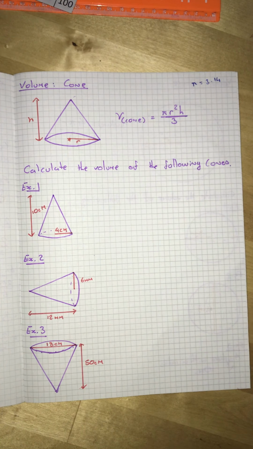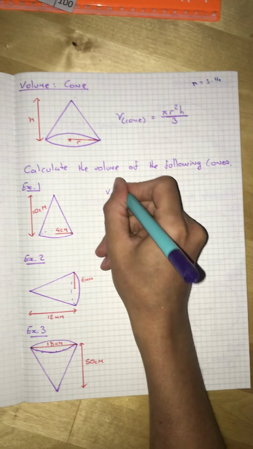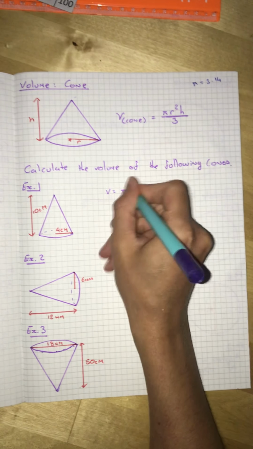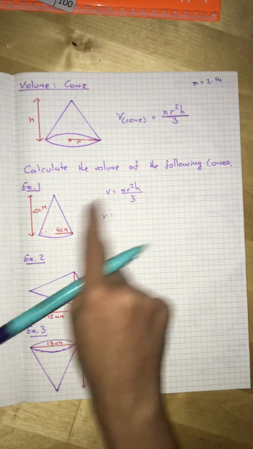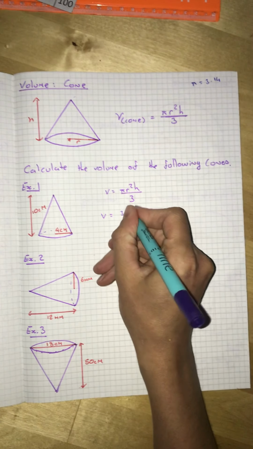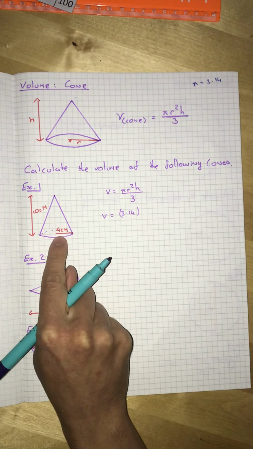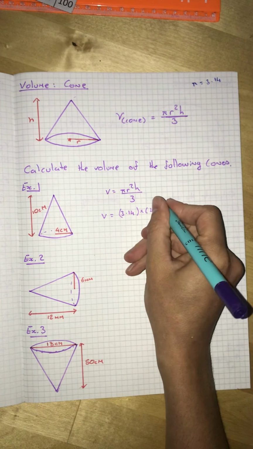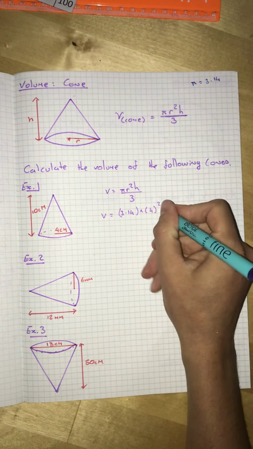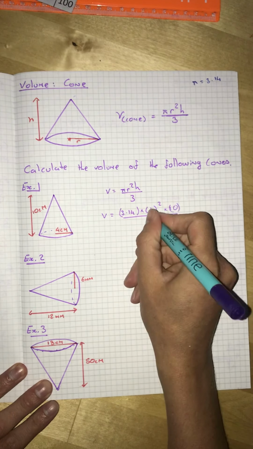Okay, so calculate the volume of the following cones. So first thing I'm going to do is write out the formula. Pi r squared h divided by 3. Okay, I know that pi is 3.14. I know that the radius, if I can see here, is 4 centimeters. So 4 squared. And I know the height is 10. And all of that is divided by 3.